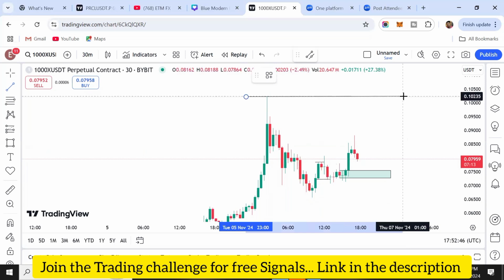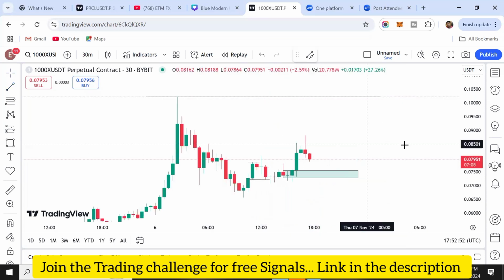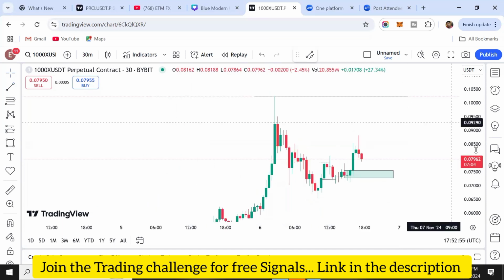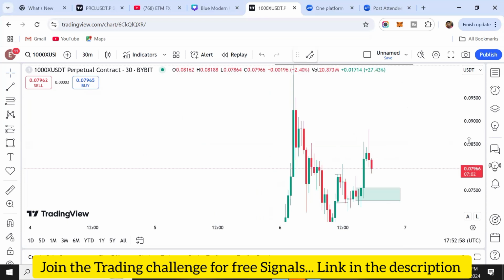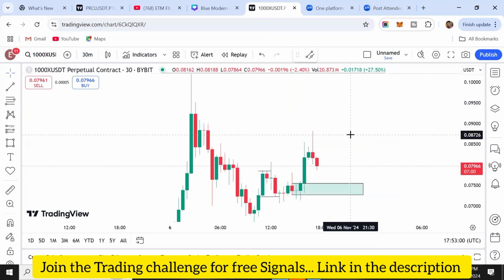This is live. This is not backtested. This is a live trade, guys. So having done that, in the next video, I'm going to show you the bearish scenario.